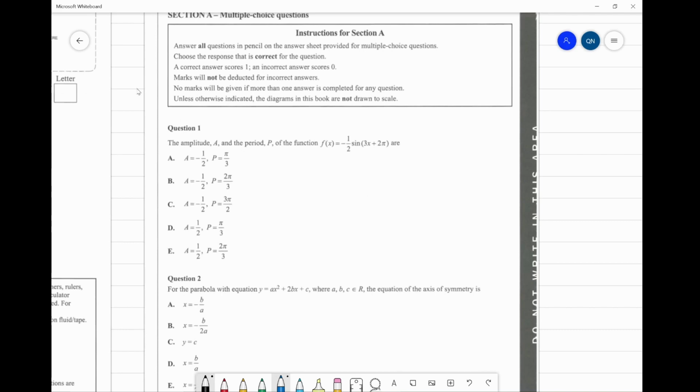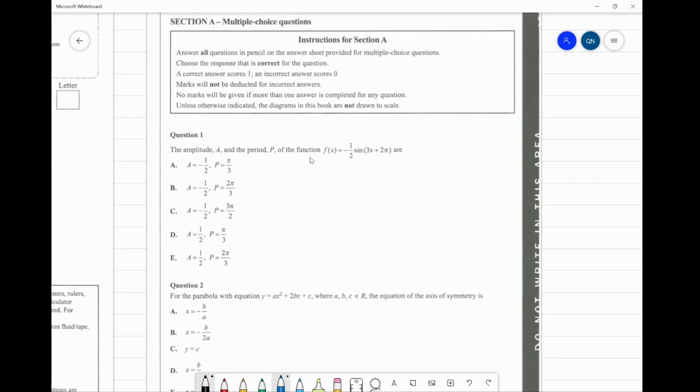Question 1, the amplitude, A, period, and so on. So what's the amplitude? It's exactly 1/2. What's the period? Well, you just do 2 pi divided by the number in front of the x, which is 3. So it's 2 pi on 3. Looking at the answers, it's not going to be that one because amplitude's positive, so it has to be option E. So that's 1 mark there.